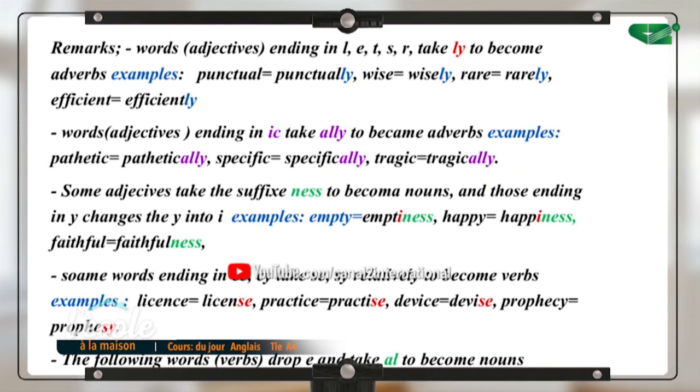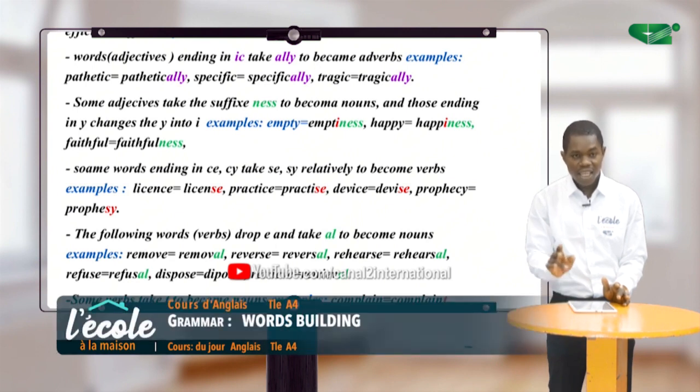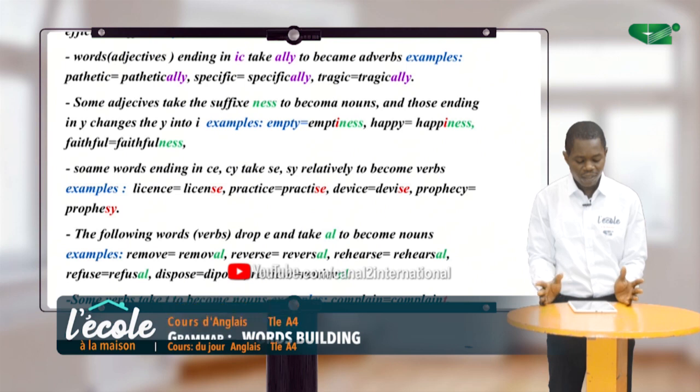Examples: empty. The last letter is Y. You will first of all change the Y into I before adding the suffix. Then empty becomes emptiness. Happy obeys the same rule. Happiness. Faithful will no longer obey the rule. You will only add ness. Faithfulness.